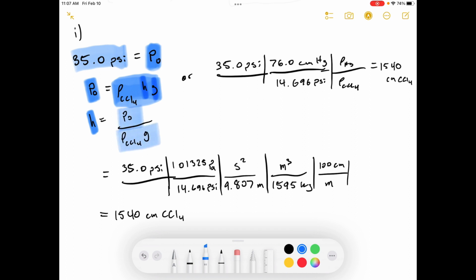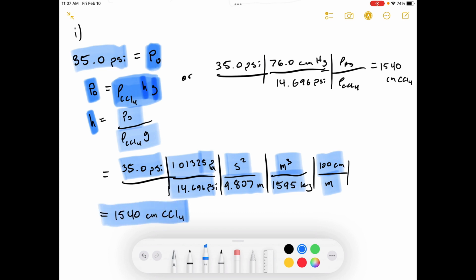We've got our pressure, we've got our density. So this is what we start off with. We convert it into pascals so that the units all work out. We're working in SI units. This is our acceleration due to gravity, or G. This is the density of carbon tetrachloride. And then we're converting into centimeters of carbon tetrachloride, not meters. So, and that's what that equals.